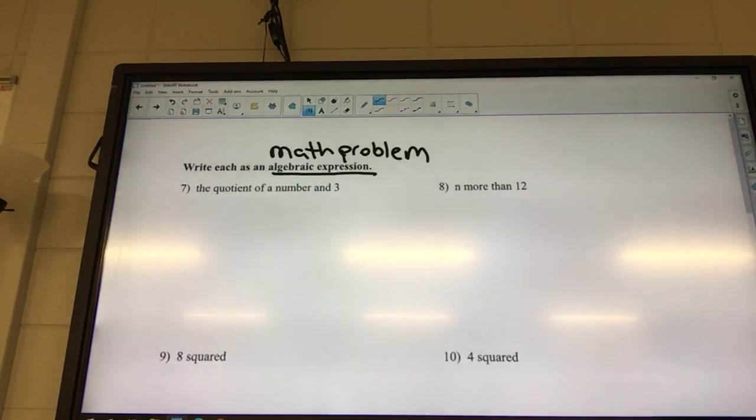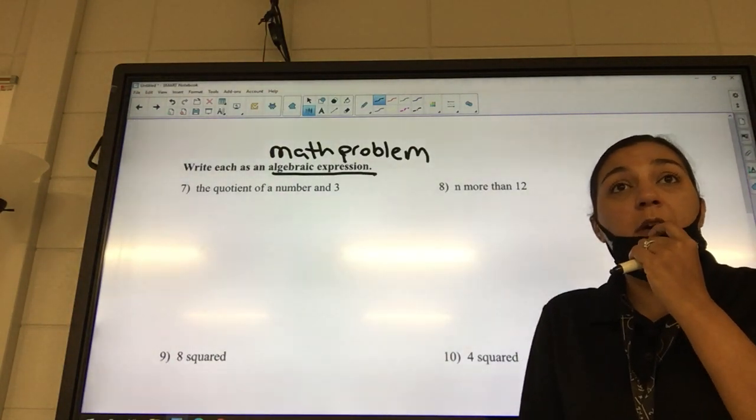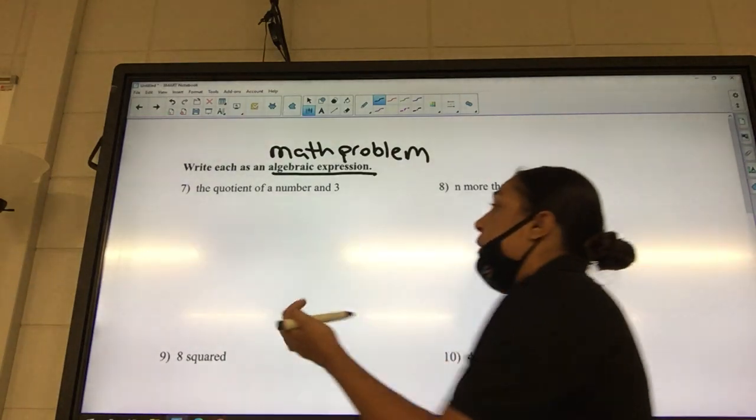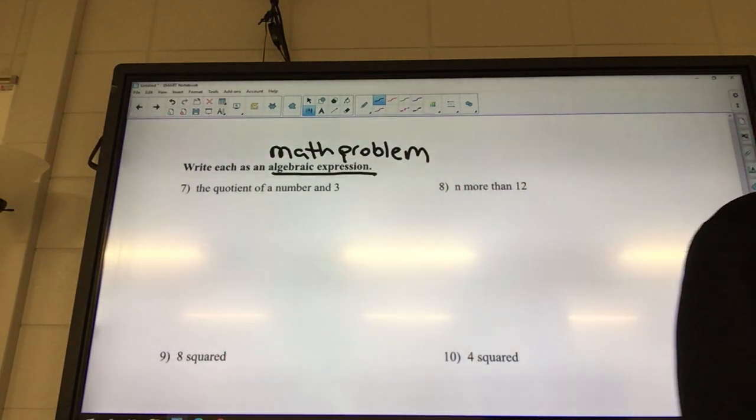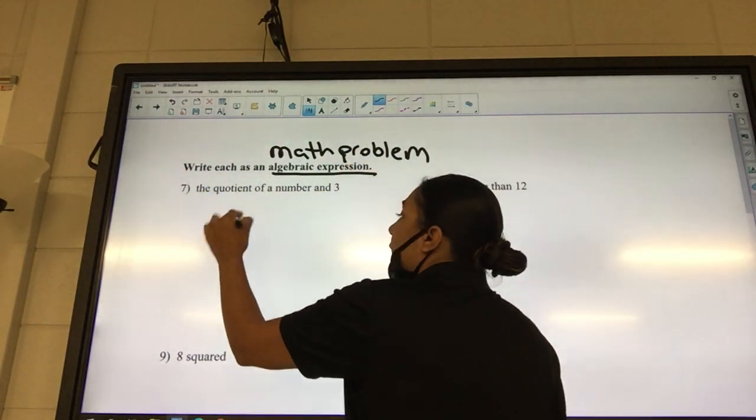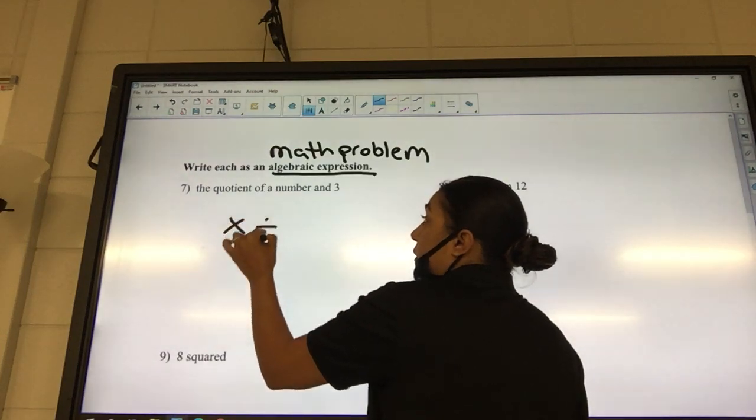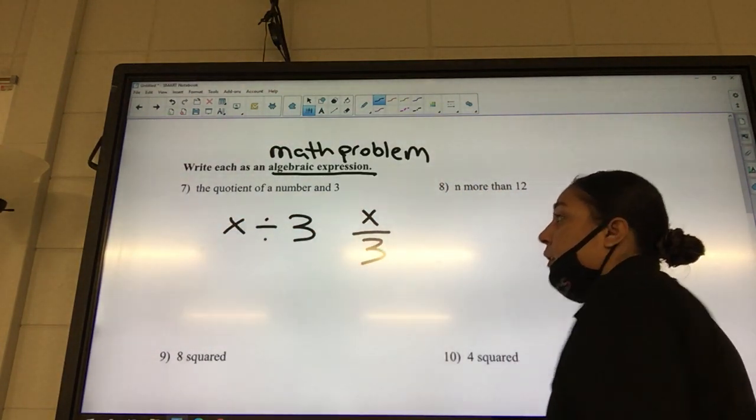So, the quotient of a number and 3. Okay, what does quotient mean? It means divide. So we know it should be division of something. What does a number mean? A variable. So we can use any letter, okay? So you got x and divide by 3. Or we can say x over 3. Either one of those works.